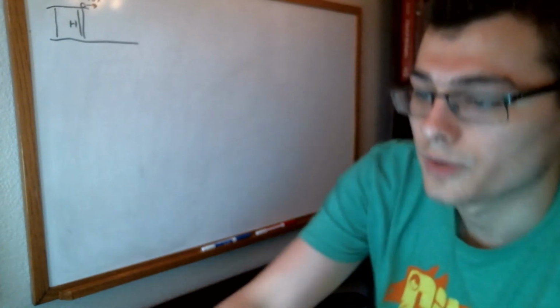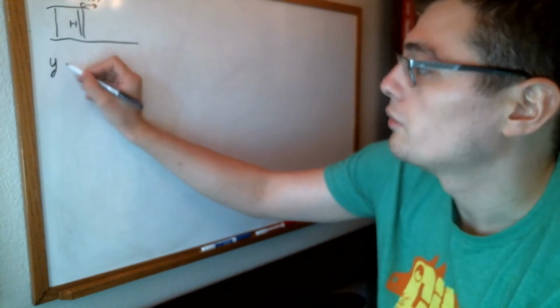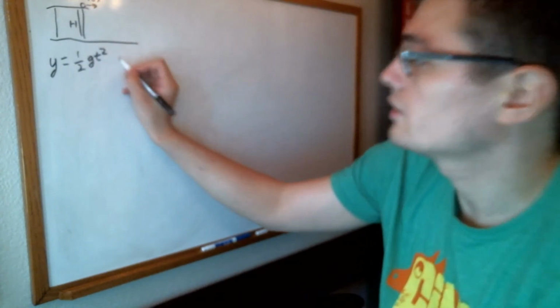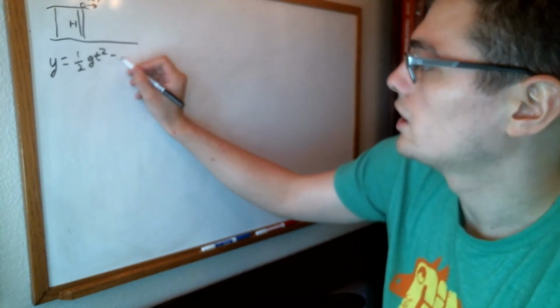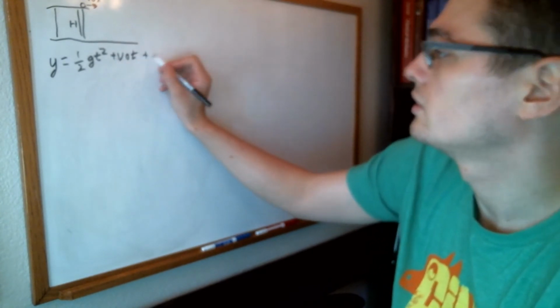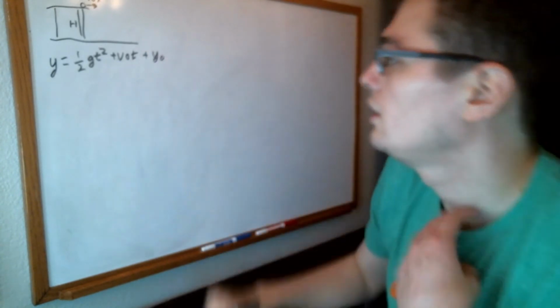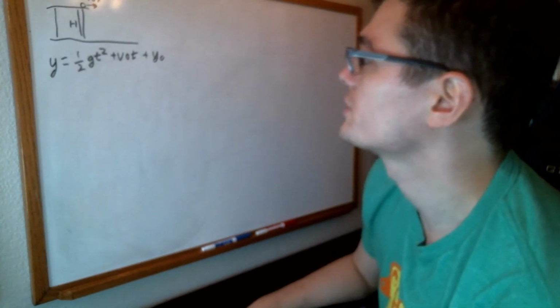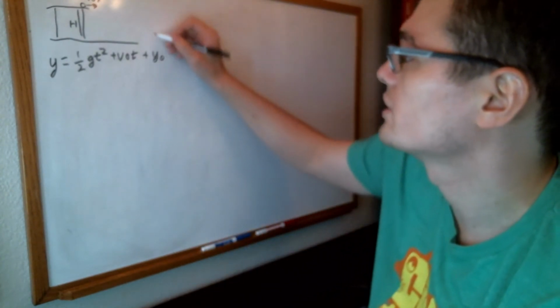So all we have to do is take our one equation, y is equal to 1/2 g t squared plus v naught t plus y naught. So now in this case, we know what y naught is. y naught is just equal to h.